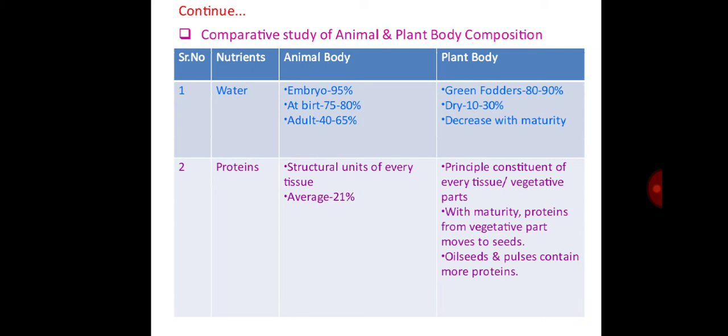Then proteins: in the animal body, they are structural units of every tissue, about 21% in the animal body, whereas in the plant body they are principal constituents of every tissue or vegetative part. With maturity, proteins from the vegetative part move to the seeds. Then oil seeds and pulses contain more proteins.